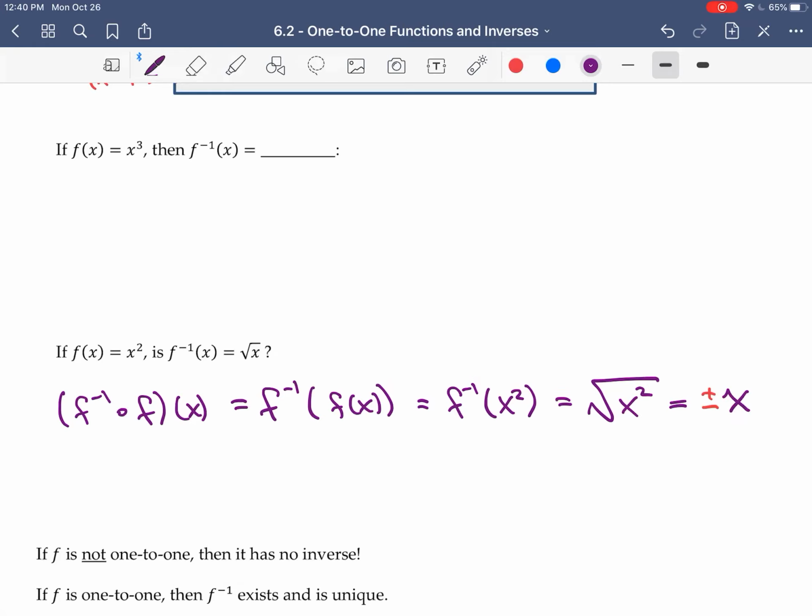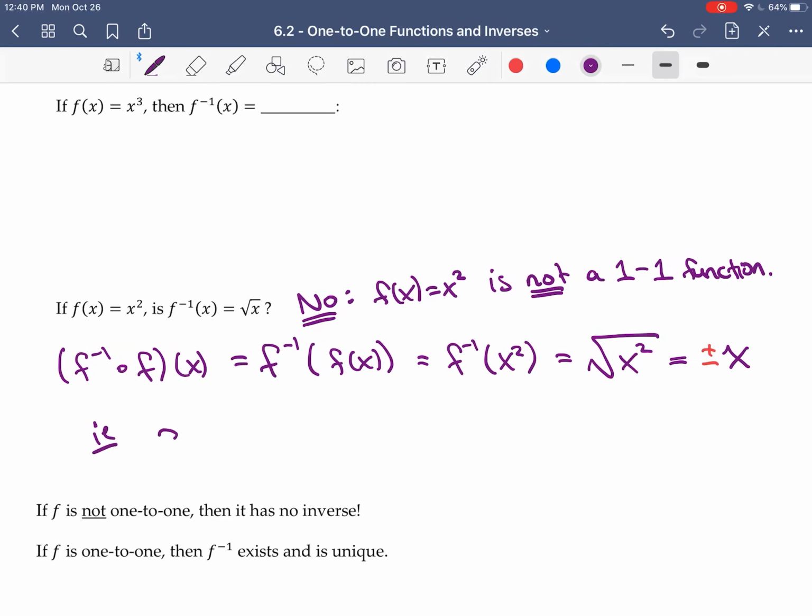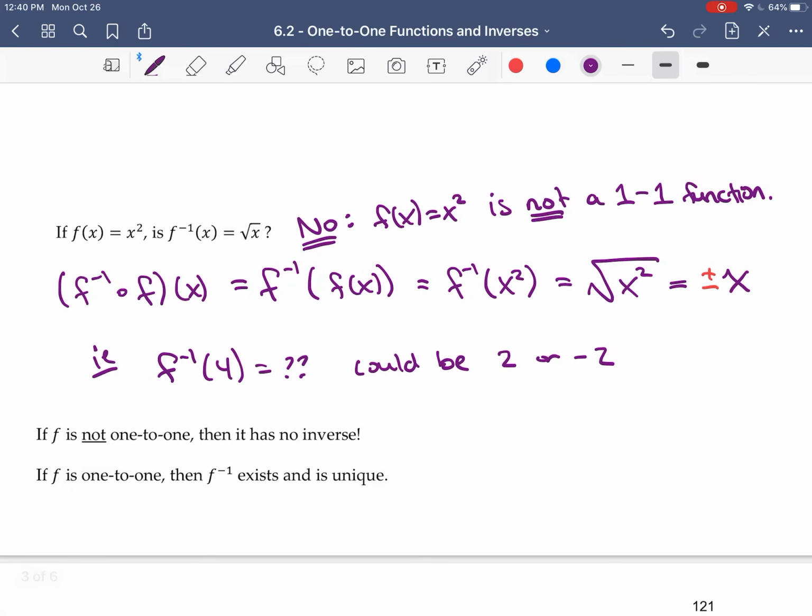Okay, so that's why the answer to this is no. f of x equals x squared is not a one-to-one function, and that's going to cause a problem. For instance, if I wanted f inverse of 4, it could be 2 or negative 2. We don't know. So if f is not one-to-one, then it has no inverse. If it is one-to-one, then the inverse exists and is unique.